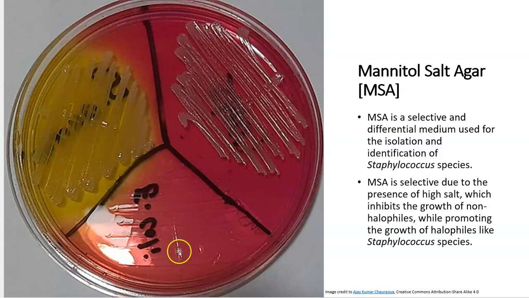The exception to that rule, though, are Staphylococcus bacteria. Staphylococcus bacteria are what we call halophilic, meaning they're able to survive in high salt concentrations. So if you put any members of the Staphylococcus genus in this plate, they will typically thrive because of their halophilic nature and their ability to survive in high salt concentrations. So this plate is specifically used if your intent is to isolate and grow members of the Staphylococcus species.